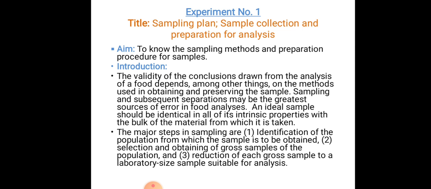An ideal sample should be identical in all its intrinsic properties with the bulk of the material from which it is taken. The major steps in sampling are identification of the population from which the sample is to be obtained, selection and obtaining of gross samples of the population, and reduction of each gross sample to a laboratory size sample suitable for analysis. These are considered the major steps of sampling.